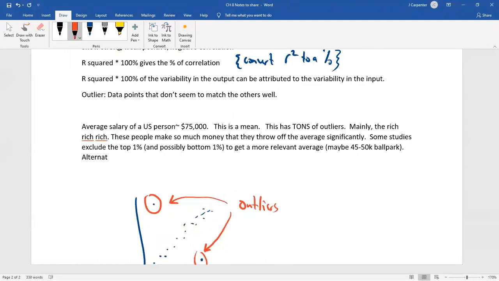Alternatively, some studies use the median instead, middle value. So if you lined up all 300 million American salaries from lowest to largest, from $0, because there are people making nothing, to, geez, what's Elon Musk making now? I don't even know. It's either Elon Musk or Warren Buffett. They're one of the top two or three. So whatever their annual salary is right now.